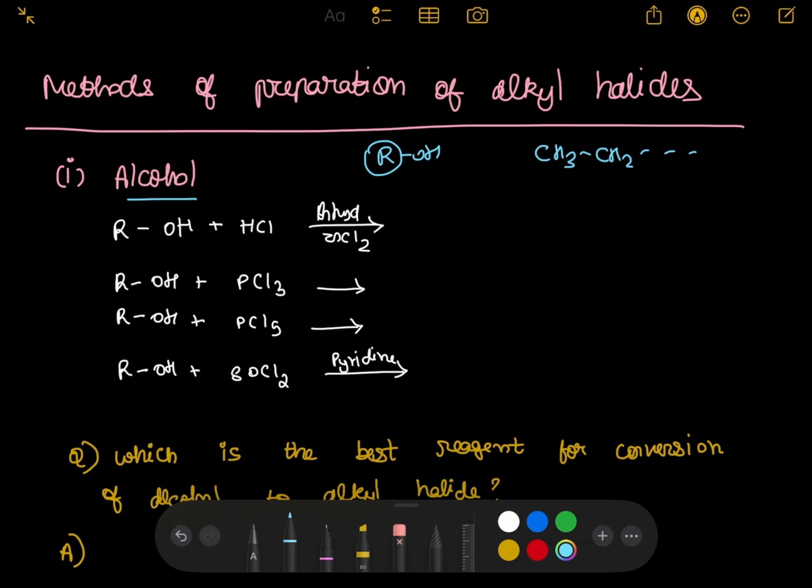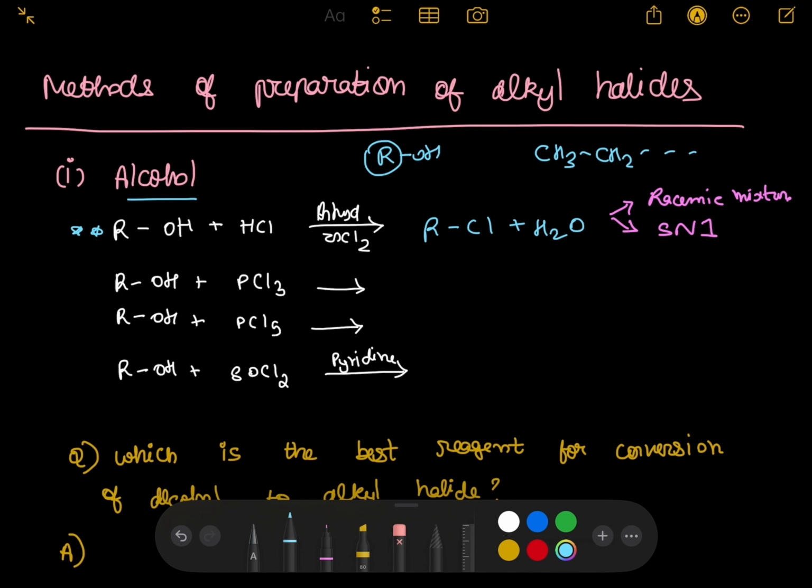So I'm reacting ROH with HCl in the presence of anhydrous ZnCl2 and getting RCl plus H2O. Now just remember this is a racemic mixture, and it's an SN1 reaction. It's an important reaction, okay? I'll explain to you why it is a racemic mixture and an SN1 reaction when we get to that topic.